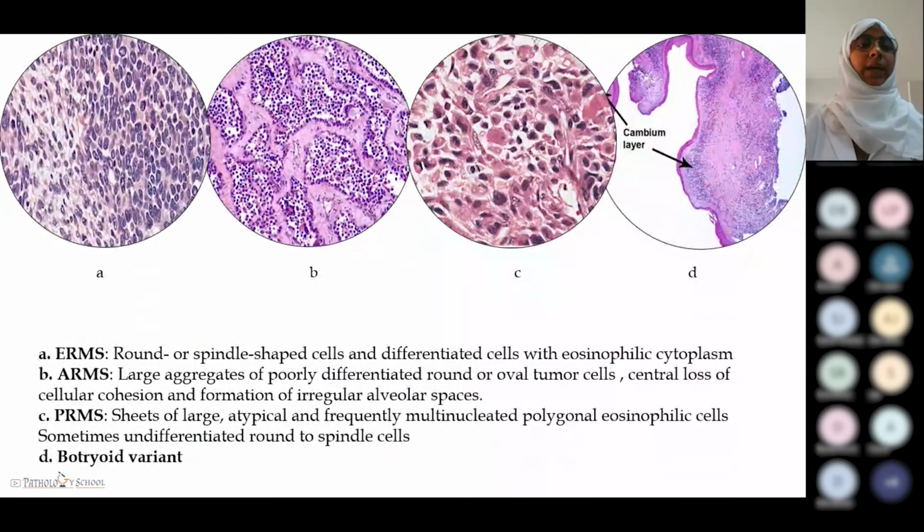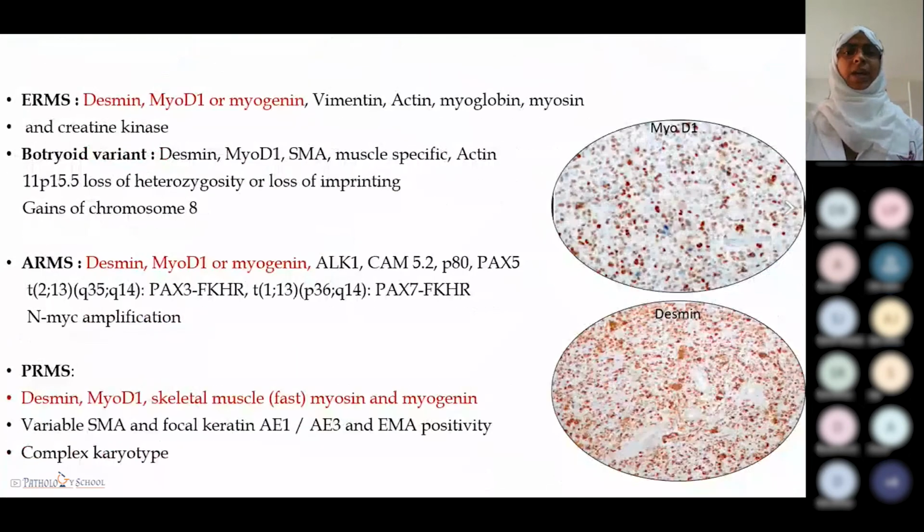Now the first one, the embryonal, will have round or spindle-shaped cells and differentiated cells with more eosinophilic cytoplasm. The alveolar will be arranged in alveolar pattern, and the small cells are discohesive. The pleomorphic will have sheets of large atypical cells. Along with it, you see undifferentiated blue cells. The characteristic of the botryoid variant is the cambium layer, that is a subepithelial collection of small round blue cells. When you look at immunohistochemistry, all these variants show positivity for desmin, myoD1, or myogenin.